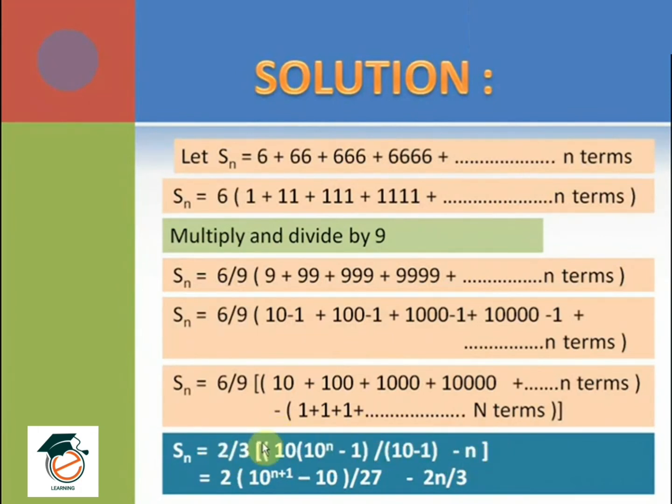So this further becomes Sn equal to 2 into (10 to the power of n plus 1 minus 10) whole divided by 27 minus 2n by 3. Thus the value of 6 plus 66 plus 666 up to n terms is equal to 2 into (10 to the power of n plus 1 minus 10) whole divided by 27 minus 2n by 3.